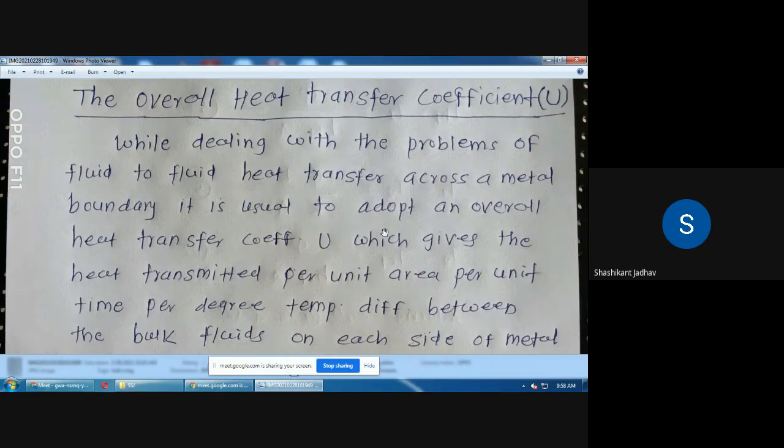So in this case we have to consider one metal at the center, at one side there is a hot fluid, and at the other side there is a cold fluid. For that system we have to calculate the overall heat transfer coefficient. What is meant by it? We have to calculate the heat transmitted per unit area, per unit time, per degree temperature difference, and that value is nothing but the overall heat transfer coefficient for that particular system. So first of all you have to write this down.